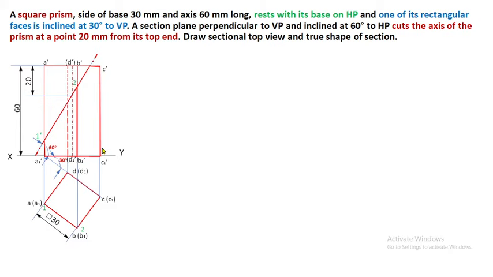But C dash C1 dash is still in the remaining portion of the solid. But before that, B dash C dash is cut. B dash C dash is an edge of the square.